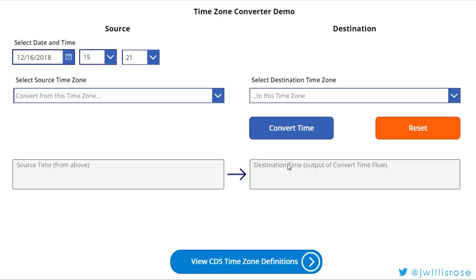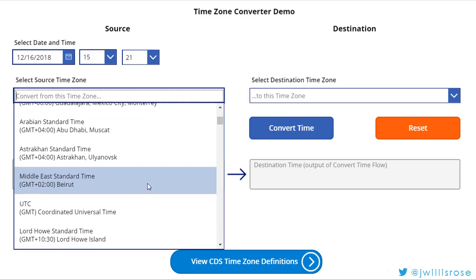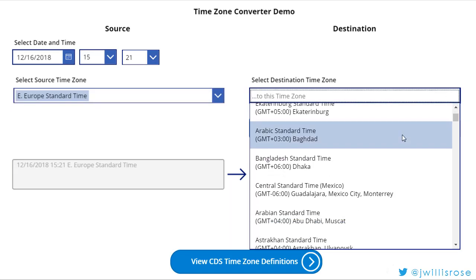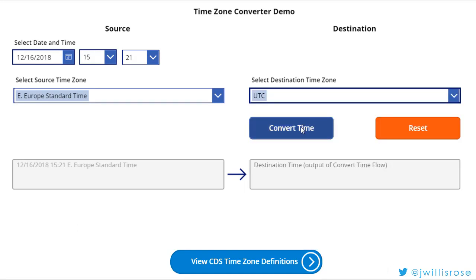So let me show you a finished version of the app to give you an idea of what we're shooting for. What we're going to do is take the time and select a time zone. For example, let's say Europe Standard Time, and then convert it into, say, UTC. And then when we hit convert, it converts it from Europe Standard Time to UTC. And you can change the time here to be whatever you want it to be. Like so. And you can reset it by that.